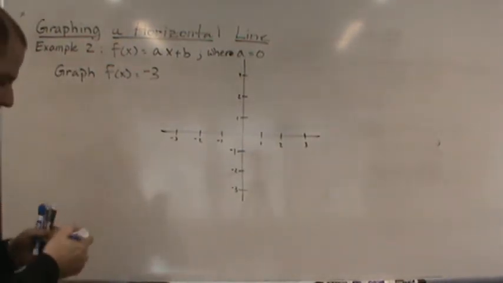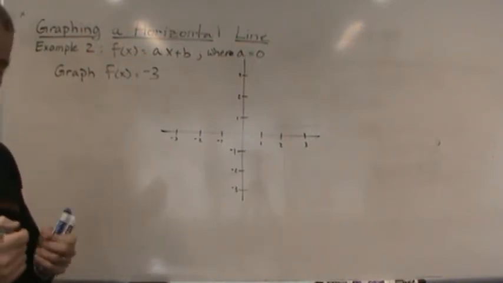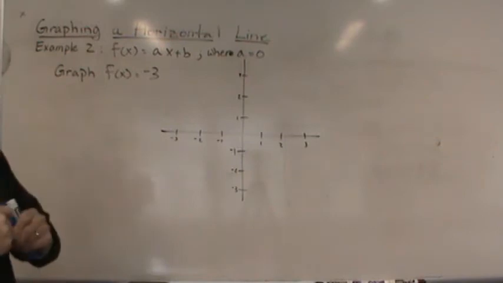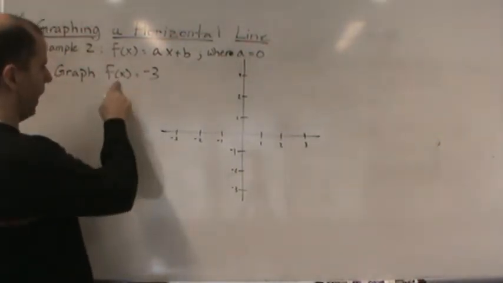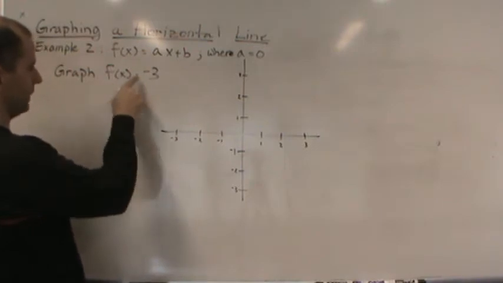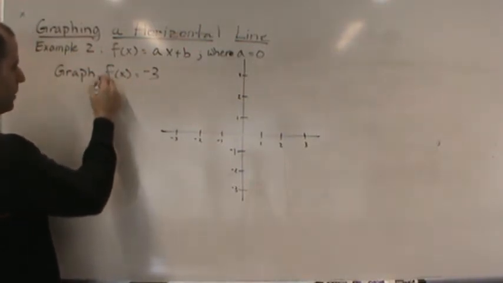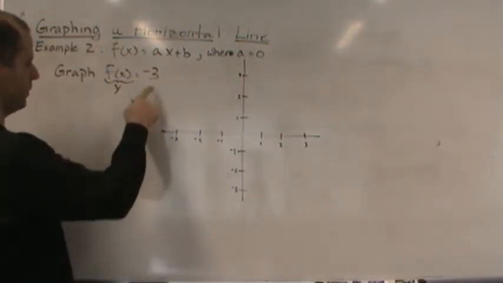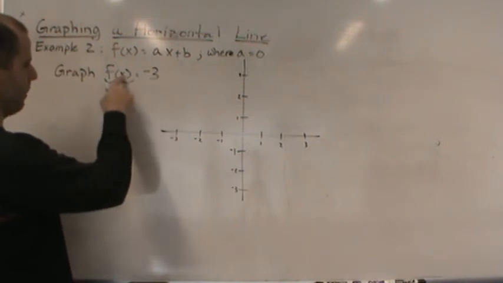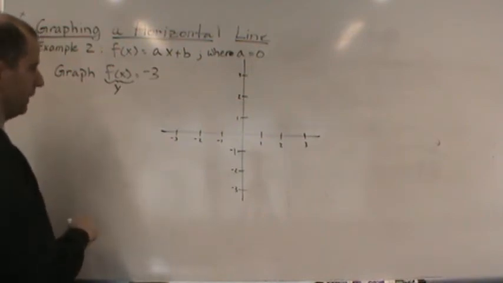And so the way to think about this, to convince yourself that this is going to be a horizontal line, is there's no x in here, right? So we're saying y is equal to -3 or f of x is equal to -3. So just remember, f of x represents y. It's a y value. Okay, so since there's no x here, it doesn't matter what we put in for x, because for any value of x, y is always going to be -3.